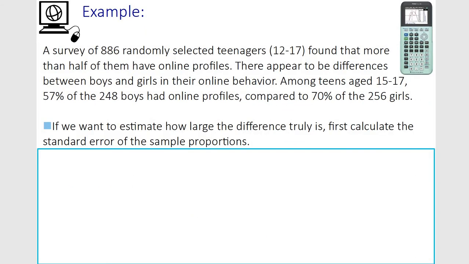All right, so let's do an example. A survey of 886 randomly selected teenagers found that more than half of them have online profiles. There appear to be differences between boys and girls in their online behavior. So among the teens, 57% of the boys had online profiles compared to 70% of the girls. So if we want to estimate how large that difference truly is, we're going to calculate the standard error.